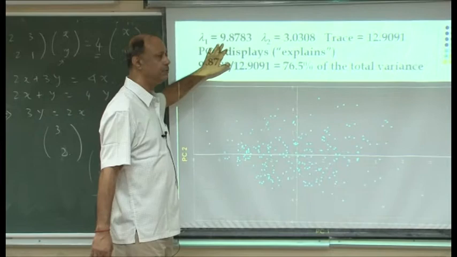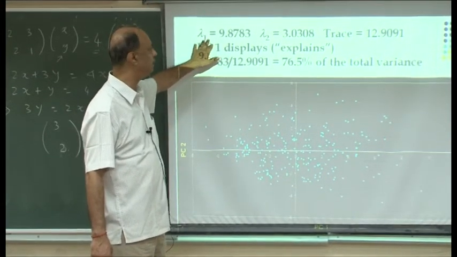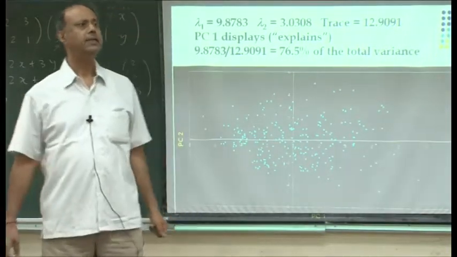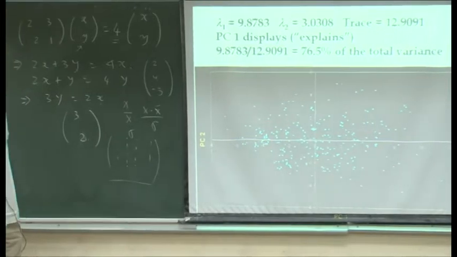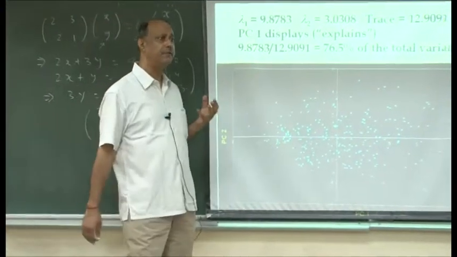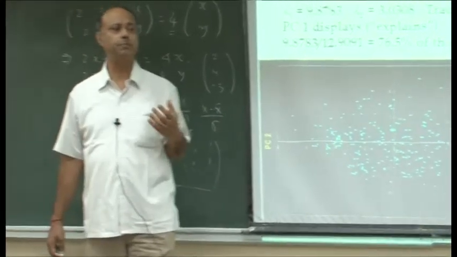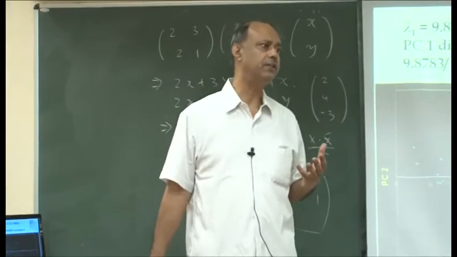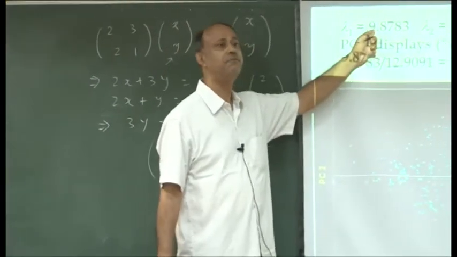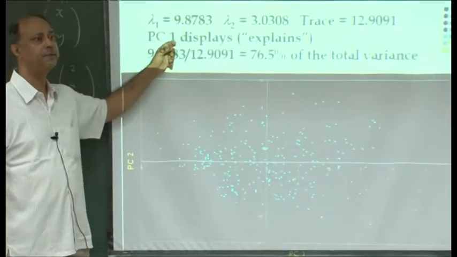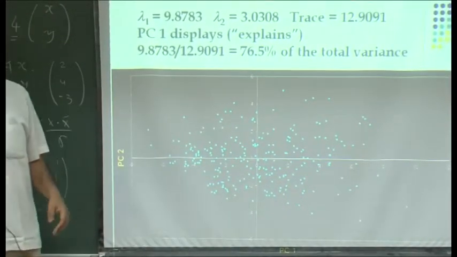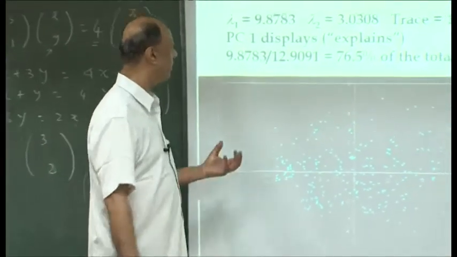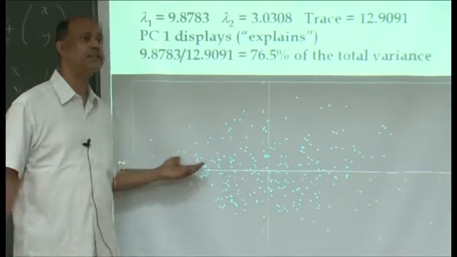Now you know the lambda values. Lambda is nothing but the eigenvalues, lambda 1 and lambda 2, and you also know the trace. Trace is nothing but the summation of what? Lambda 1 plus lambda 2. Now, what is the information you are getting with reference to PC1? That is nothing but the dispersion or variance with respect to the first component's eigenvalue divided by the sum of all the lambda values. Right, that is the coverage or information you are getting with reference to the first principal component.